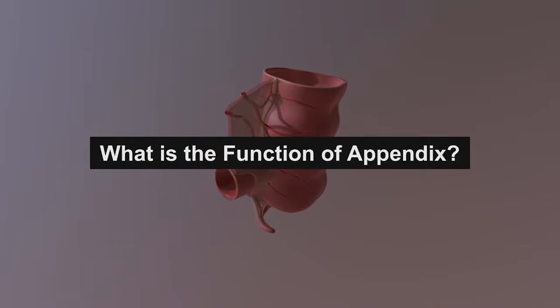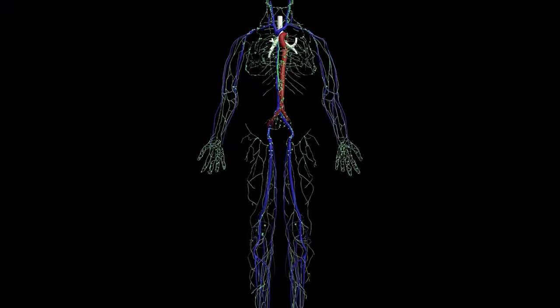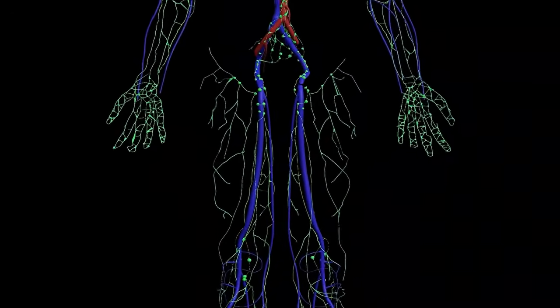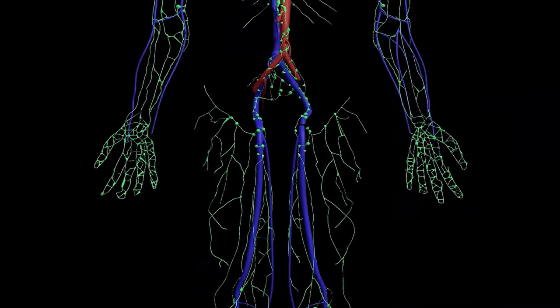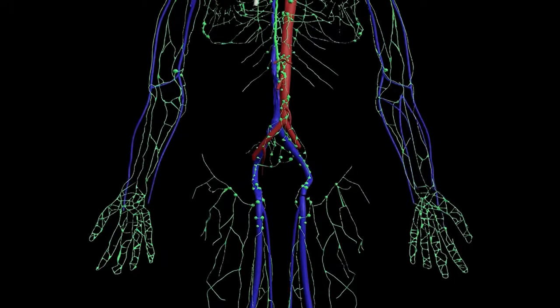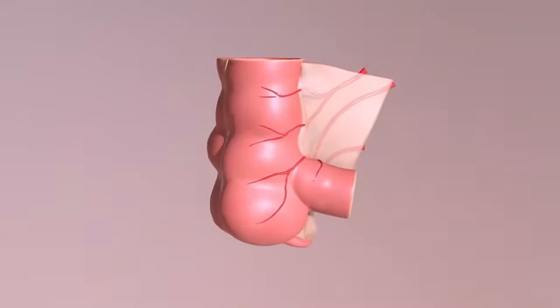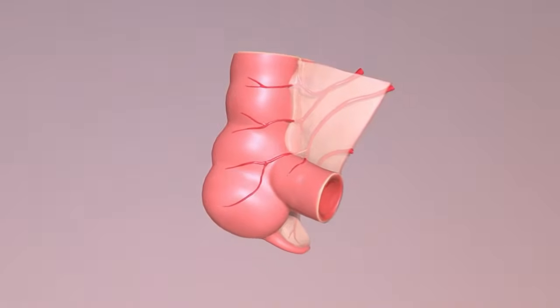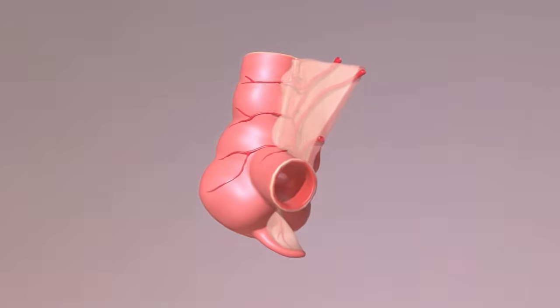What does the appendix actually do? More recent research shows that the appendix may still have important functions, especially in supporting our immune system and maintaining a healthy balance of gut bacteria. Let's take a closer look at the two main functions scientists now believe the appendix performs.